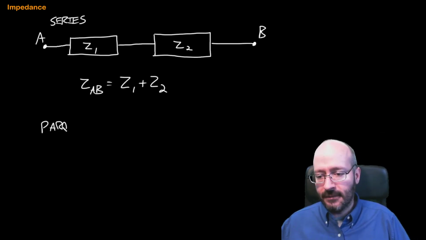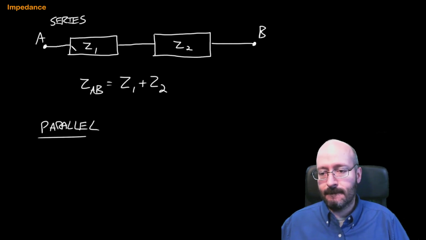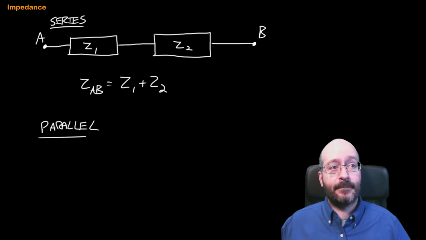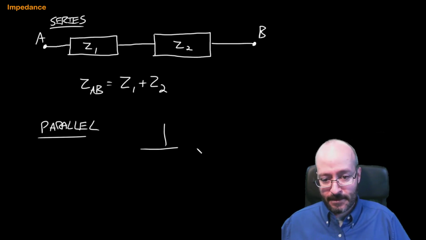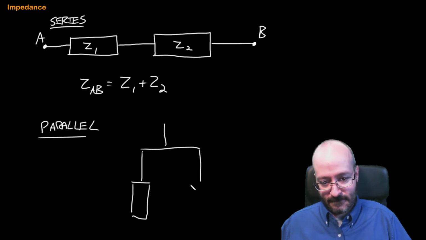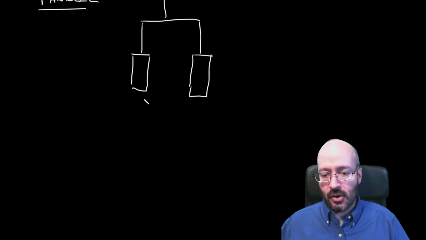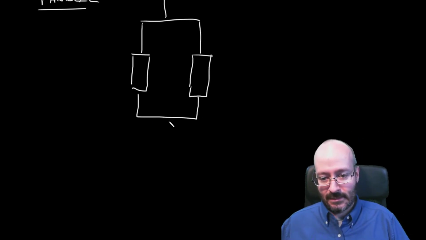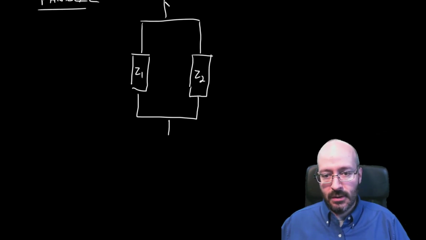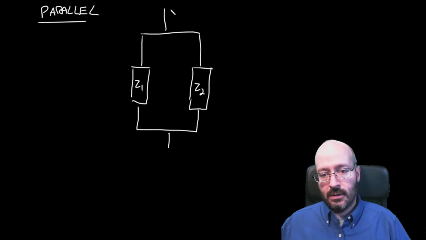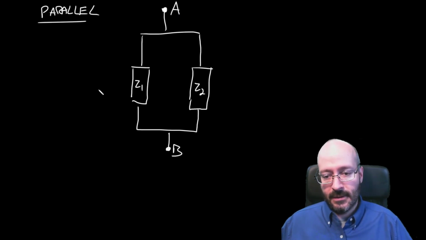When they are in parallel, okay, stick two of these in parallel. We have to take the inverse. Okay, and the inverse of impedance is something called admittance. Okay, so if this is Z1 and this is Z2, and we want to know what this combination creates from A to B, then the admittances add.